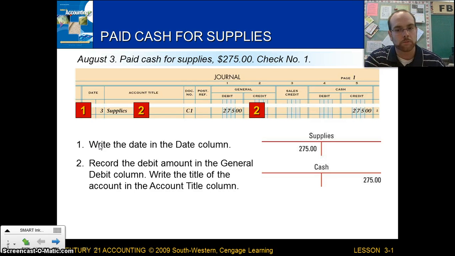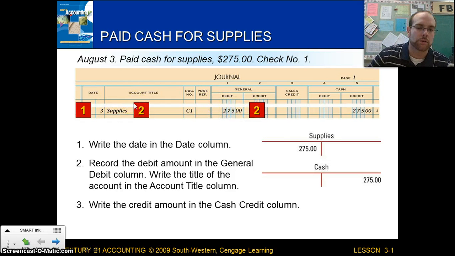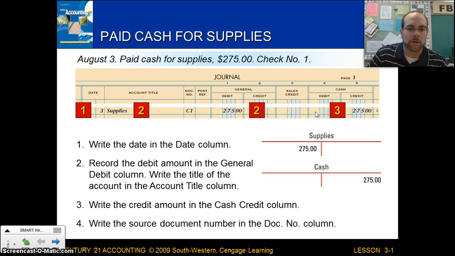If you recall from the last one, we did the cash debit first, any debit that's happening. Supplies is the one being debited because it's an asset account. That means a debit is going to increase it, and we bought supplies, so the amount of supplies we have on hand increases $275 to supplies. The third step is to write the credit amount in the cash credit column, because cash is going to decrease $275. Now the fourth step is to write the source document number in the document number column. So as you take a look, this came from check number 1, so in the document number column we write down C1.